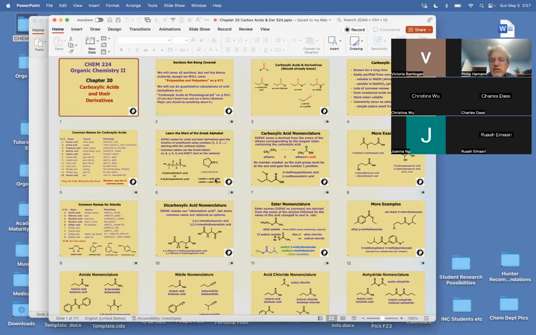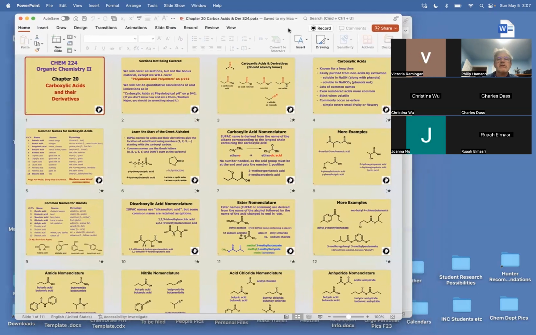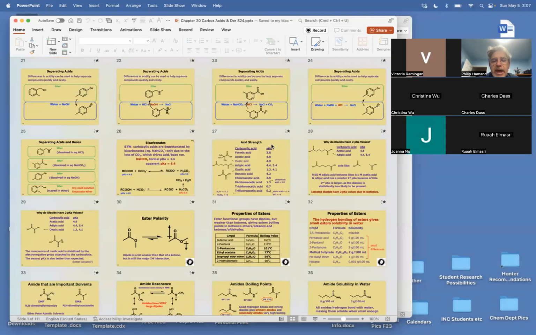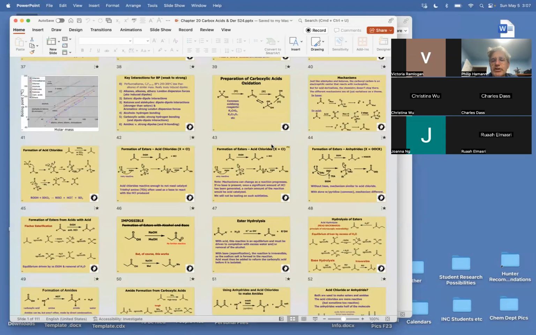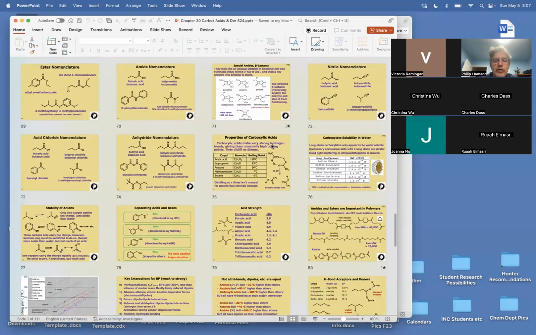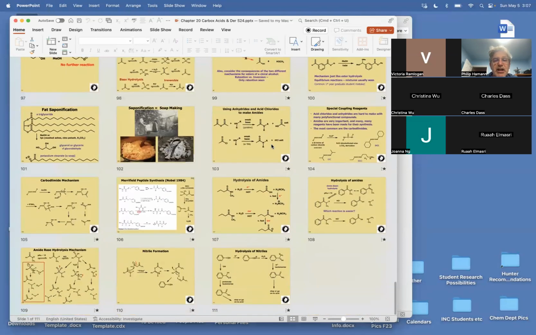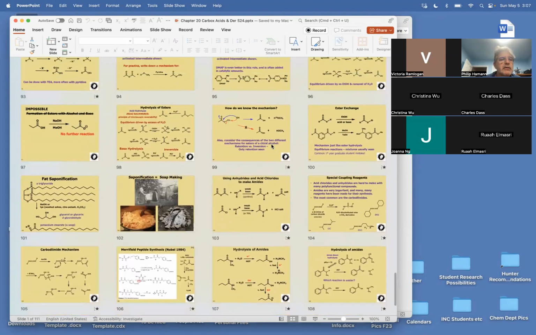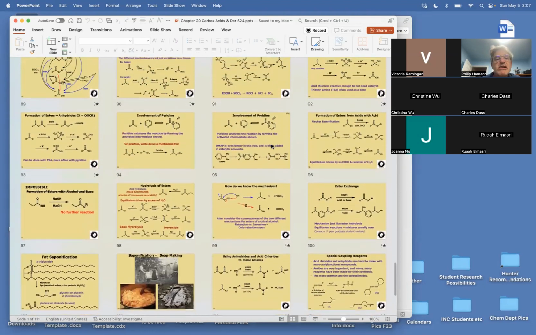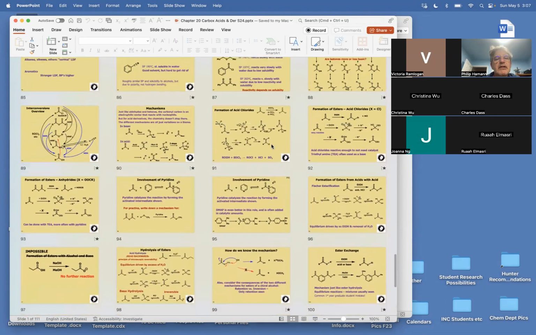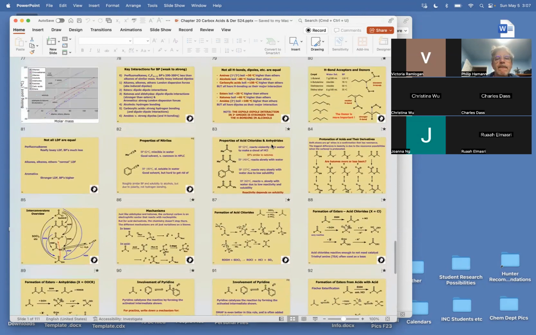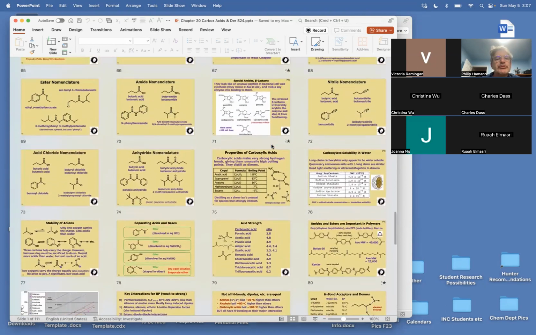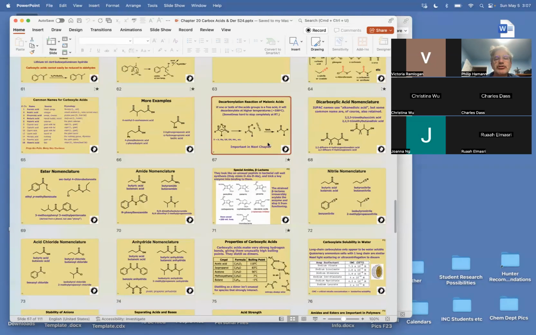I do have a question on the same presentation, on slide 31. I'm just going back here to make sure everybody's on the same map. Where is it? The decarboxylation mechanism is here someplace. Oh, here it is.